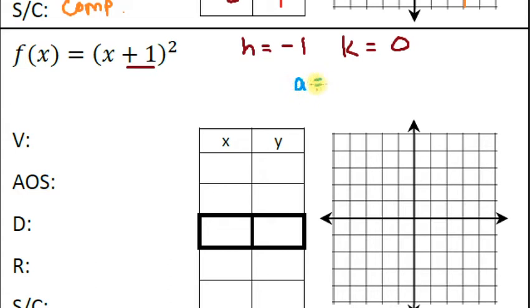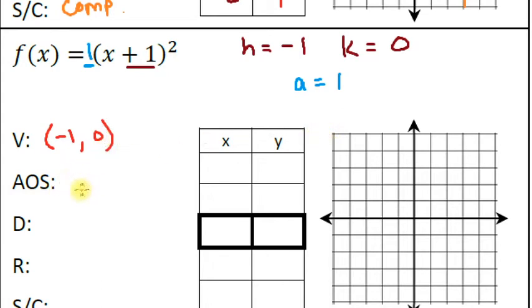What's our a value? Our a value is right here in the front. Since there's no number, that must be 1. It's not 0, because 0 will change everything in this equation to 0. If there's no number and it's a multiplication, that means the number has to be 1, because that doesn't change the equation at all. 1 times anything just gives you that same thing back. Okay, what's our vertex? Our vertex is just h and k: -1, 0.